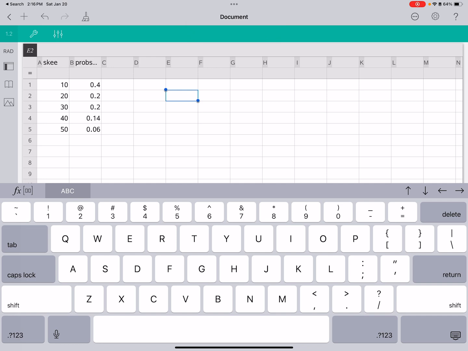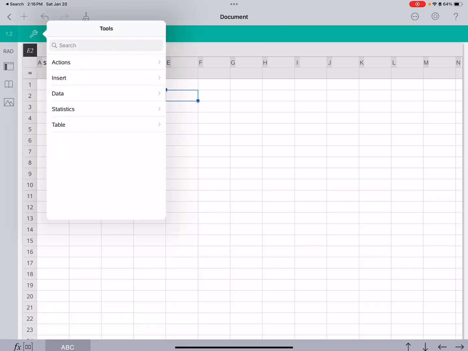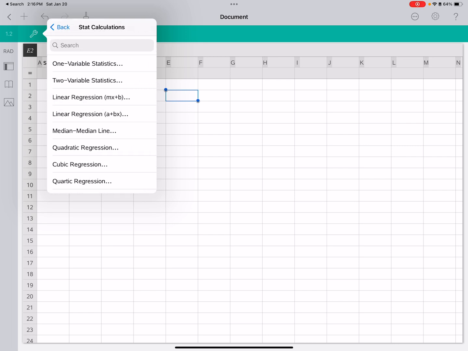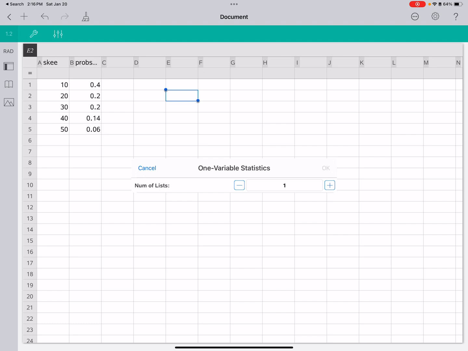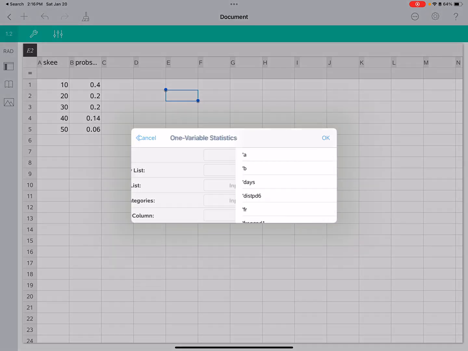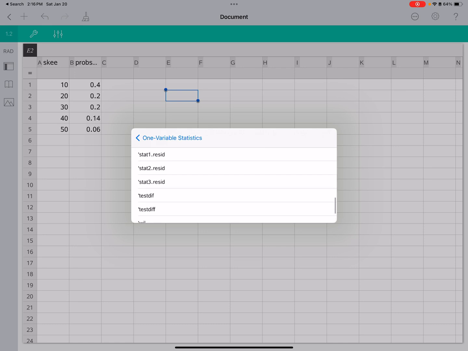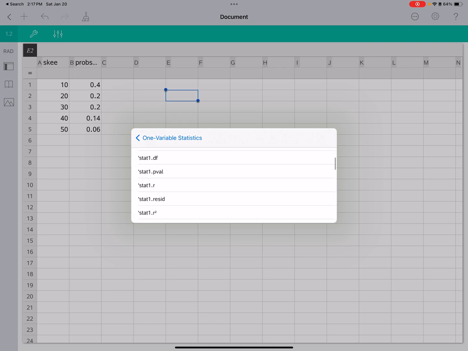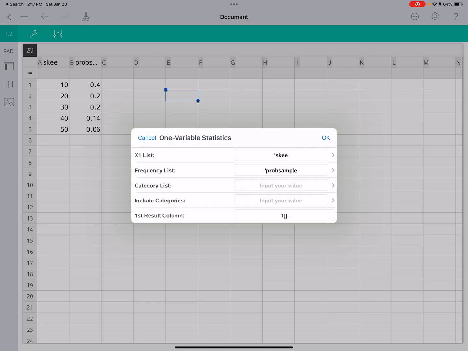So I'm going to go to Menu 4, 1, 1, OK. So Menu 4 is statistics, 1 is stat calc, 1 is one variable statistics, and then OK. So I'm going to do my X list, and my X list I called was Skee. And then I'm going to go to the frequency list, and I called that prob sample for mine. And then I'm going to hit OK.